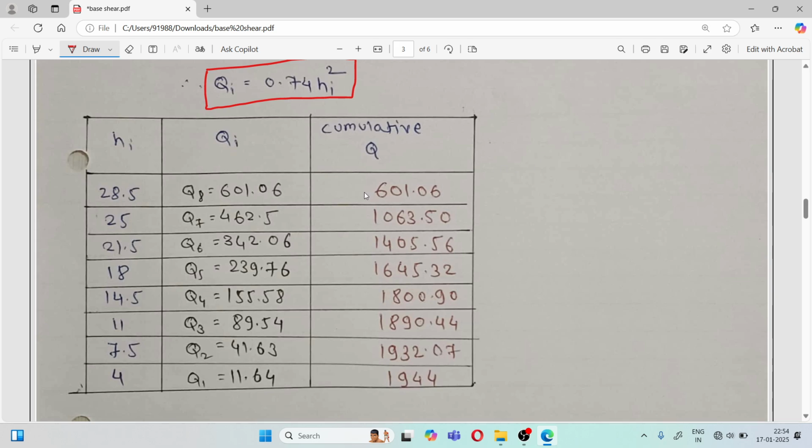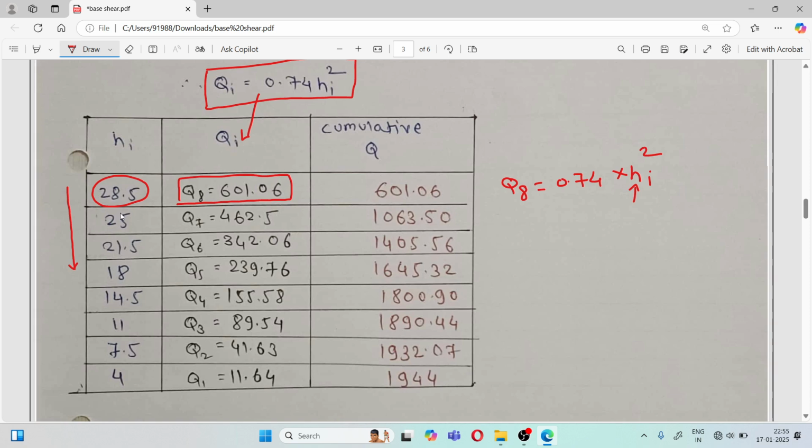Now it becomes very easy for me to write the lateral forces on the structure. You just need to write the story heights in reverse order, meaning the top story first, then go on writing the heights of the other stories. Now I will just explain the first row, the remaining you will get easily. So Q8 means 0.74 into Hi square. Here Hi will be 28.5. If you put 28.5, you will get the value 601.06.